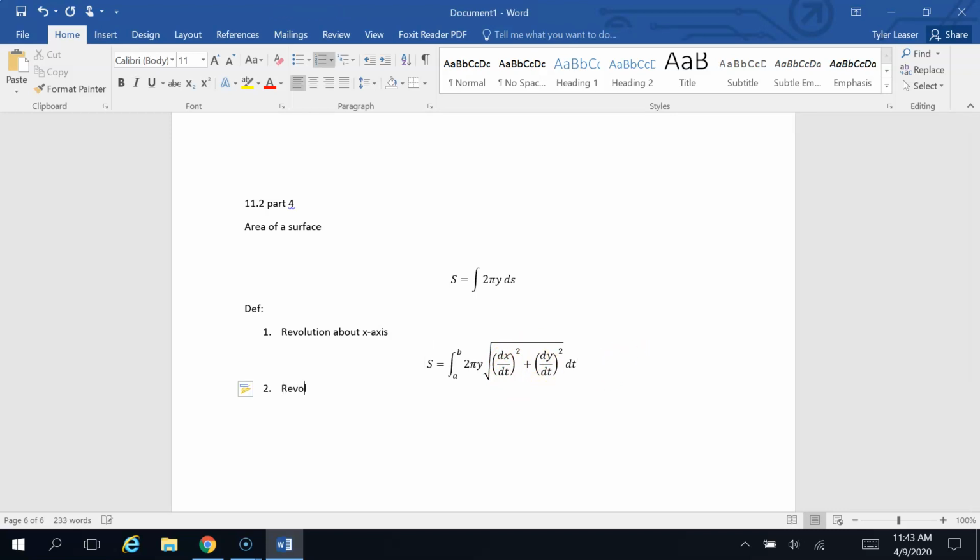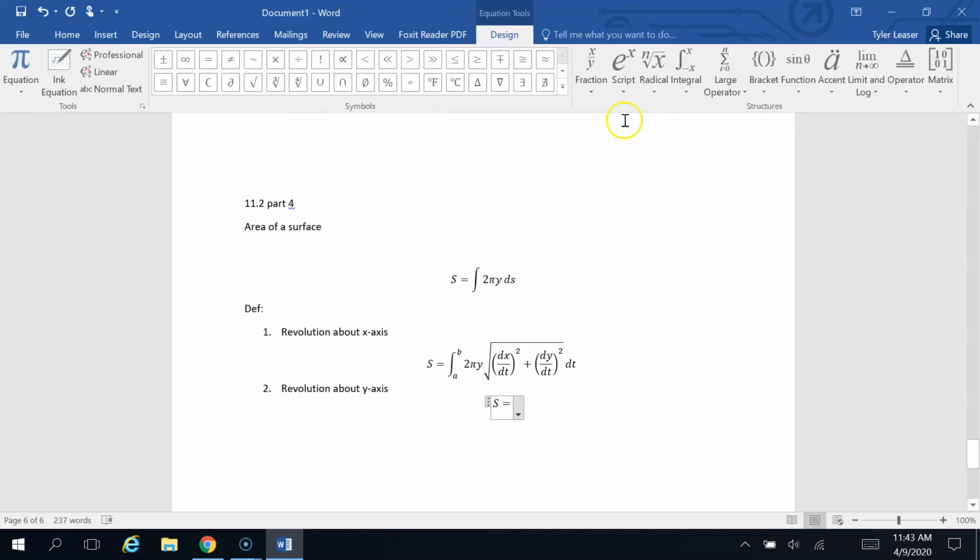And then if you have revolution about the y-axis for your parameterization, then it's going to be this. So same stuff. Still going to be from the parameter going from a to b, still have that 2 pi out in front, but now it's going to be x. And then this is the same, so the square root of dx dt squared plus dy dt squared, dt.